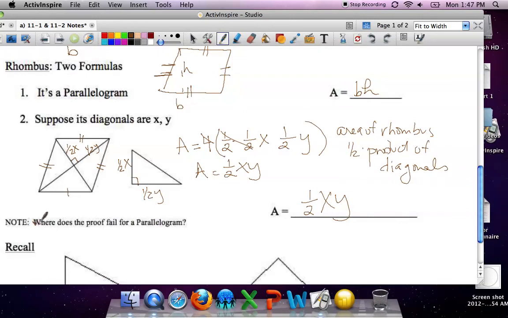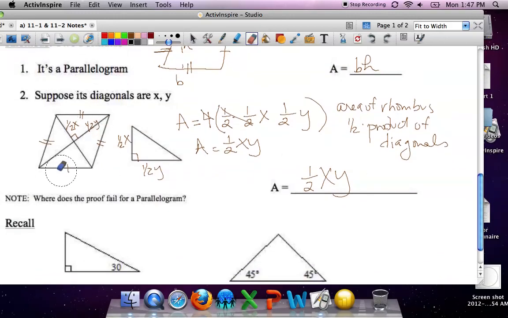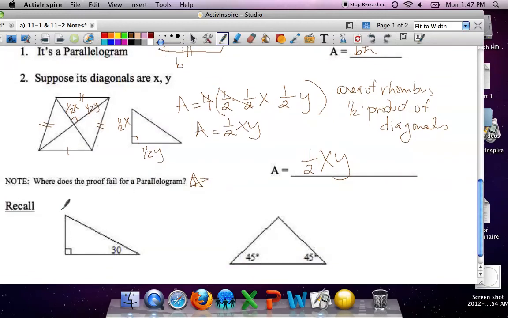I'm going to erase this because I don't think you have this on. Nope, you actually do have this on your paper. Where does the proof fail for a parallelogram? So you might want to think about why this proof does not work for any parallelogram, and perhaps we can talk about what you said. So why don't you fill in why you think the proof does not work for any parallelogram? Why does it only work for a rhombus? We can talk about that tomorrow.